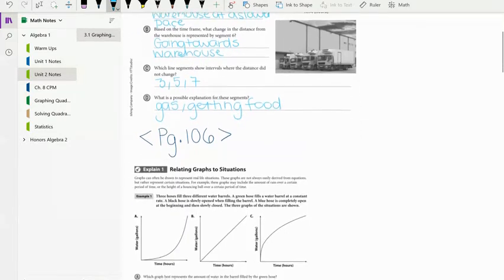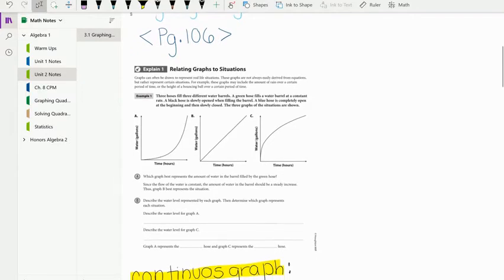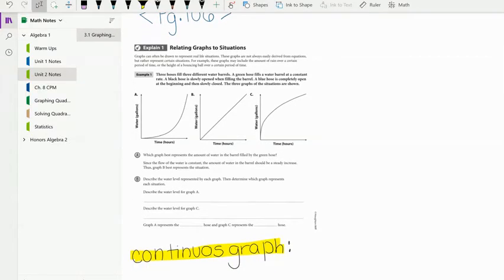So next is page 106, which is also a part of your textbook. So this represents 3 hoses that fill 3 different water barrels. A green hose fills a water barrel at a constant rate. A black hose is slowly opened when filling the barrel. A blue hose is completely open at the beginning and then slowly closed. The 3 graphs of the situation are shown. So part A says, which graph best represents the amount of water in the barrel filled by the green hose?